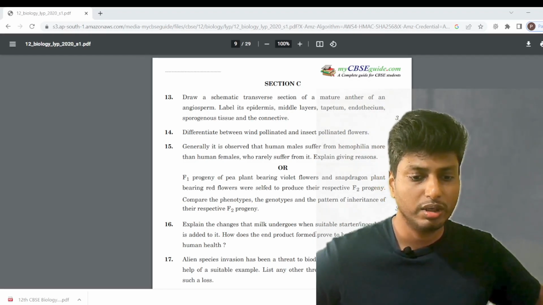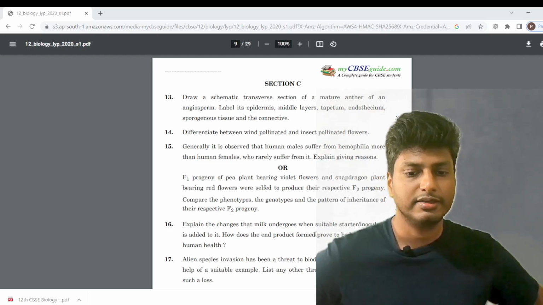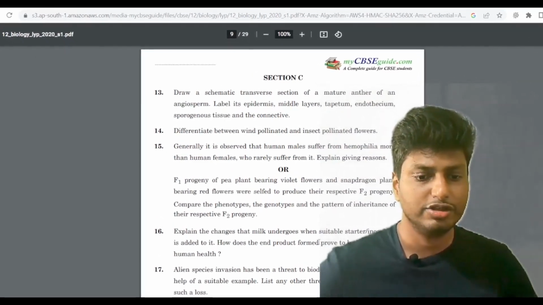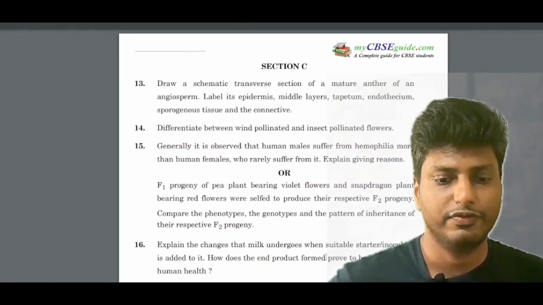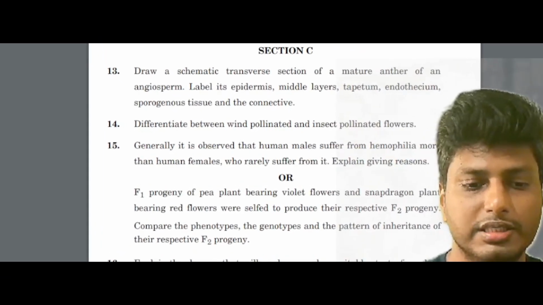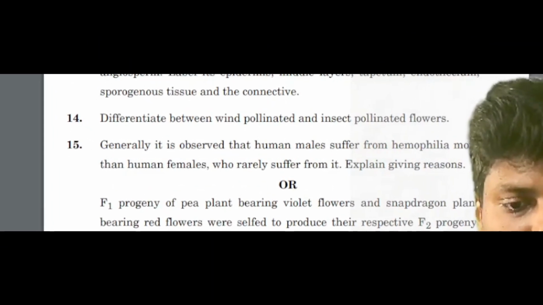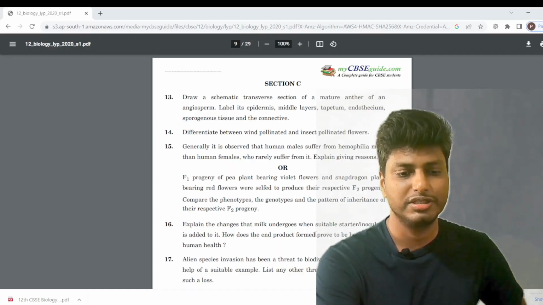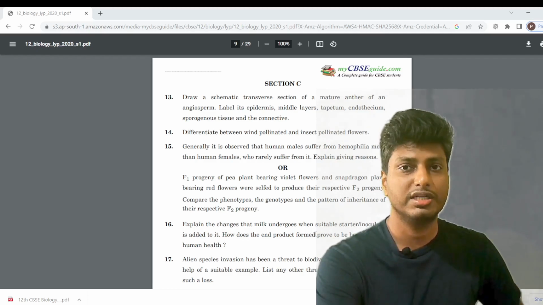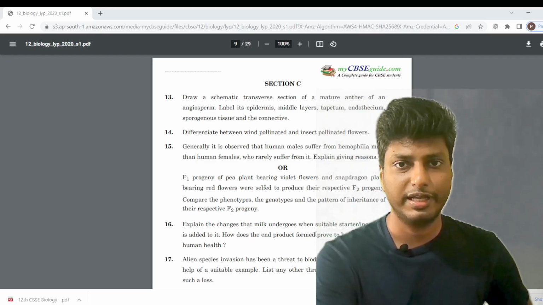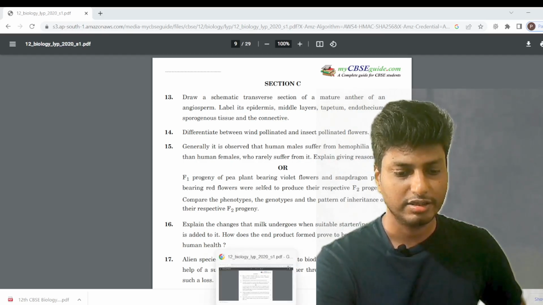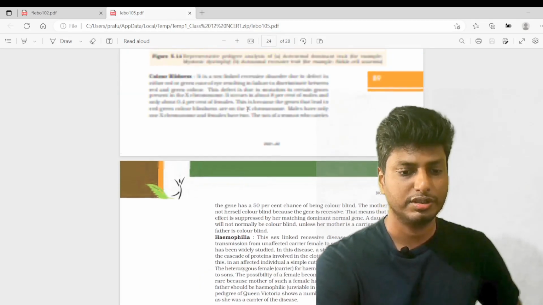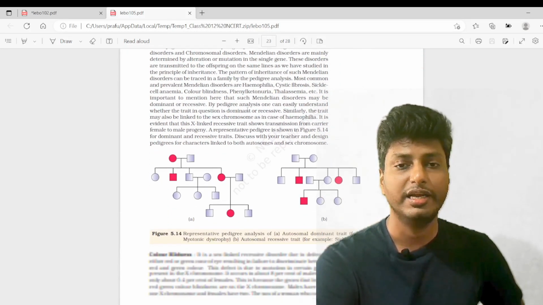Okay, now let's go ahead and try to answer the next question. The next question is: generally it is observed that human males suffer from hemophilia more than human females, who rarely suffer from it. Explain giving the reasons. Okay, a very beautiful question, dear students. This question has come from the chapter Principles of Inheritance. So let's try and answer the question. Now straight away we are going to the part which is basically the Mendelian disorders.